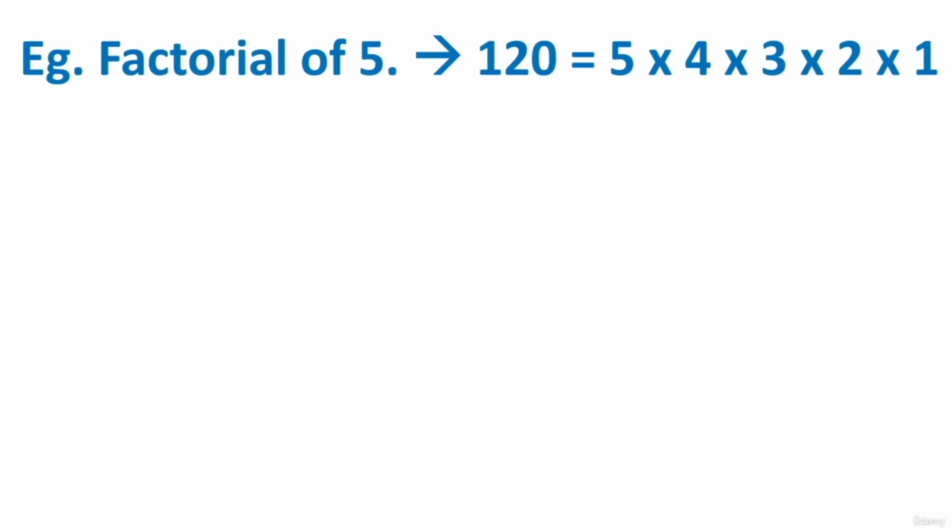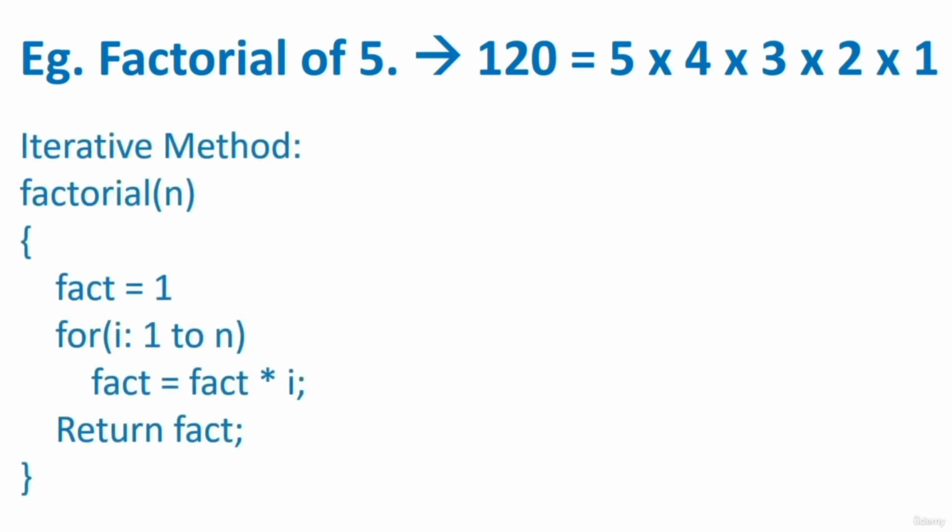For this, you can come up with an iterative solution like this. The iterative method says that we will write a function factorial of n in which we will declare an integer variable and initialize it with 1, and after running a for loop, we will say factorial is equal to factorial multiplied by ith element, and in the end we will return the fact variable. So this is the iterative method, but can we do better than this?